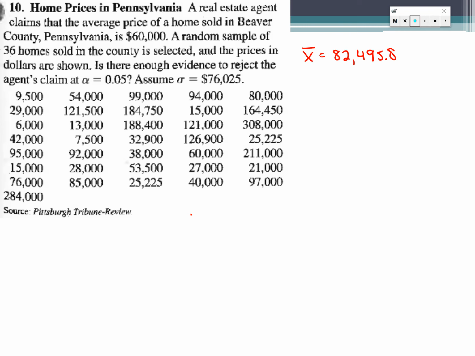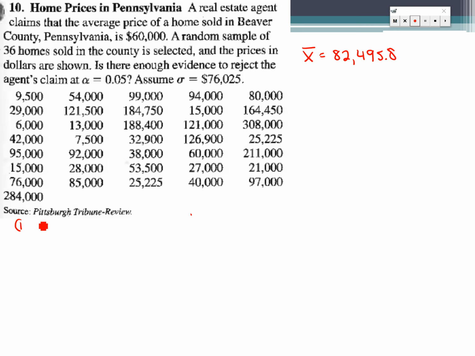All right, so let's go ahead. Let's take a little read through. Let's do our steps. A real estate agent claims the average price of a home sold in Beaver County, Pennsylvania is $60,000. A random sample of 36 homes sold in the county is selected. The prices in dollars are shown. Is there enough evidence to reject the agent's claim at alpha 0.05? And it tells us what to assume the population standard deviation is.